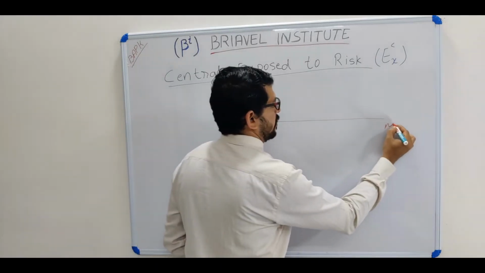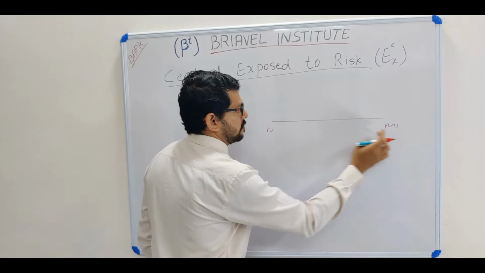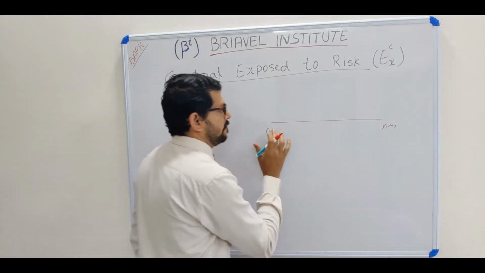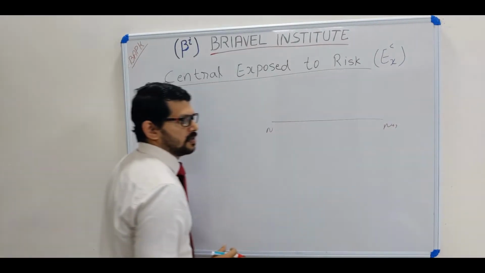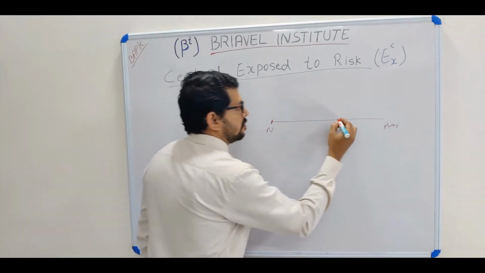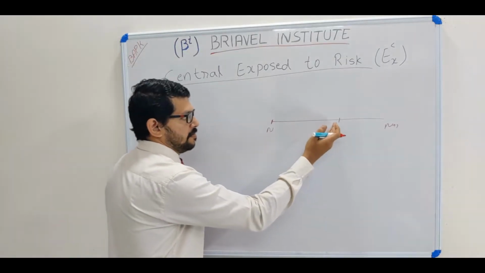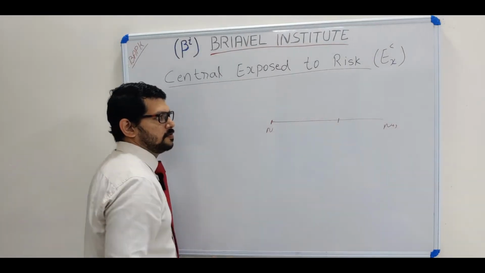N and n plus 1. We are observing one period, n to n plus 1. We are observing one life in the period of n to n plus 1. So the life starts the observation from here. Sometimes it will end here due to some other reason, maybe death or withdrawal from the observation.